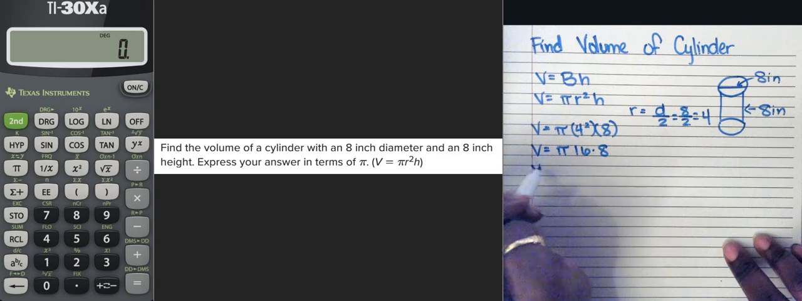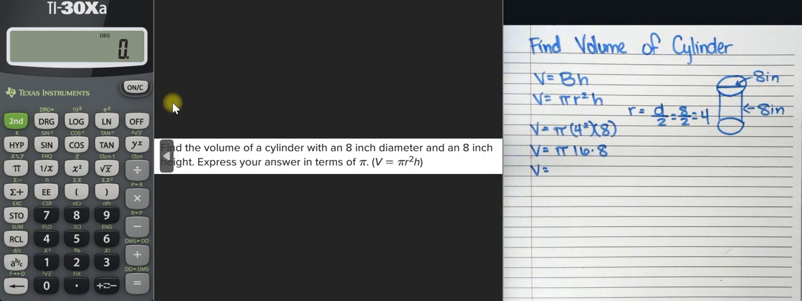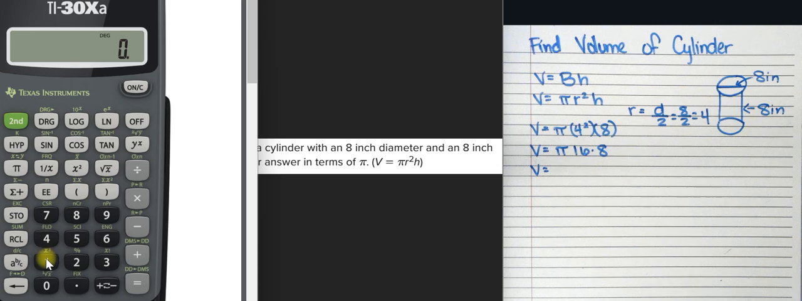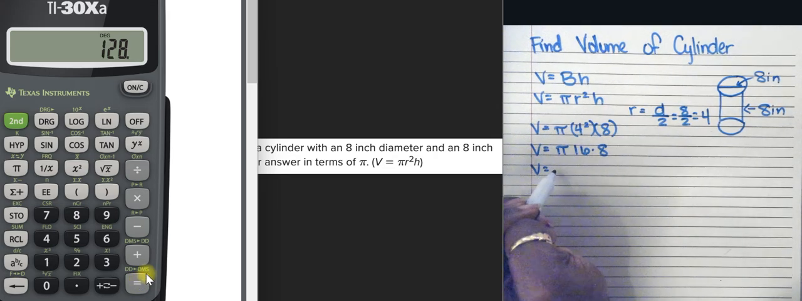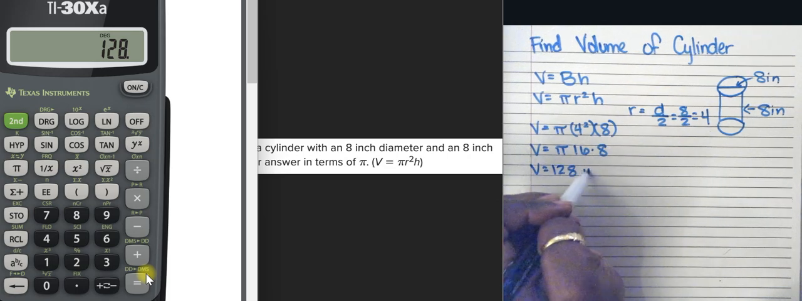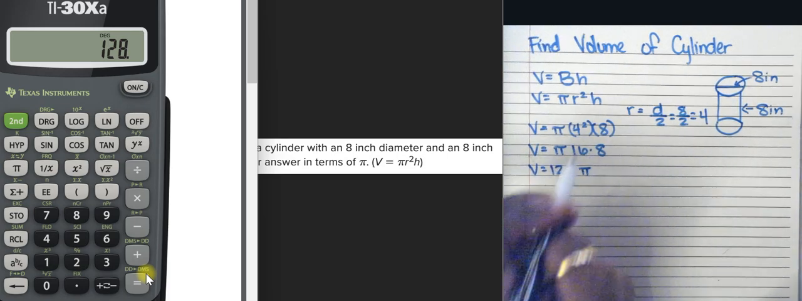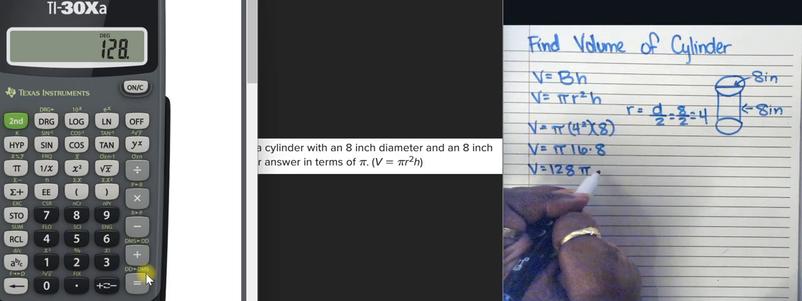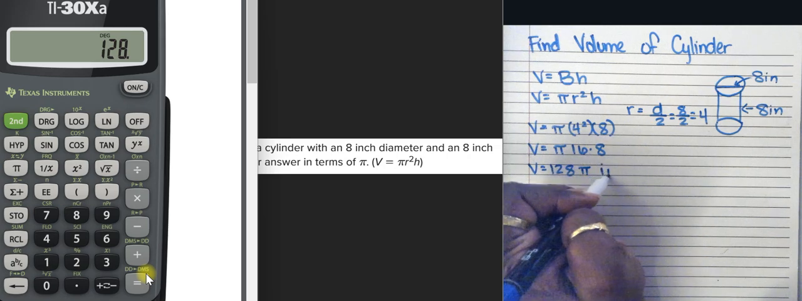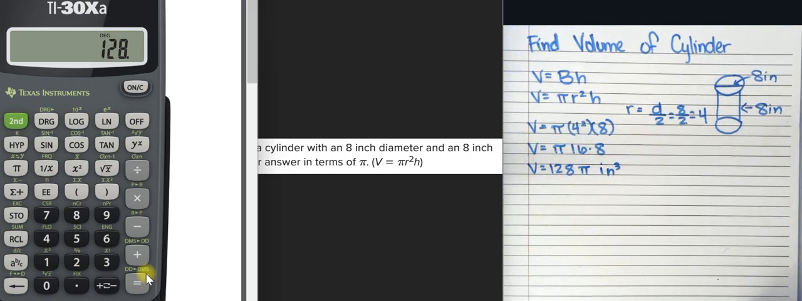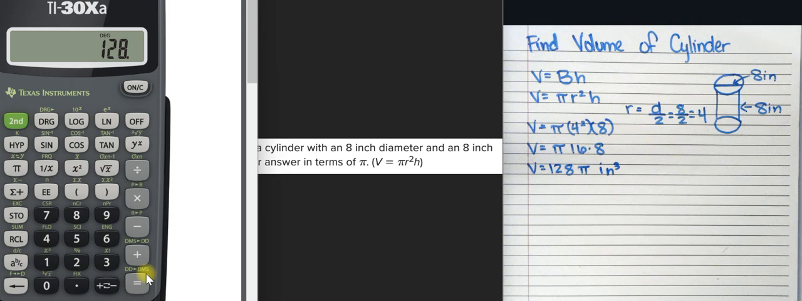And so what we end up with then, let me see, 16 times 8 is 128. All right, so we end up with 128. I like to put my coefficient first, so 128 times pi. And then remember that you just need to make sure that we have our unit. Our unit was inches, and that is cubic inches. So that should be your answer there, 128 pi cubic inches.